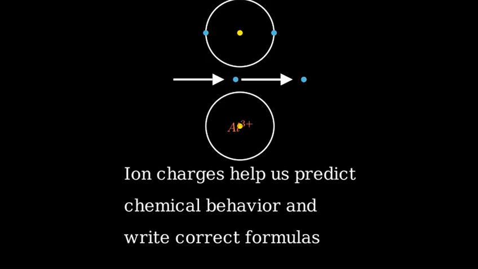Remember, the goal is always to achieve a stable electron configuration, typically following the octet rule.